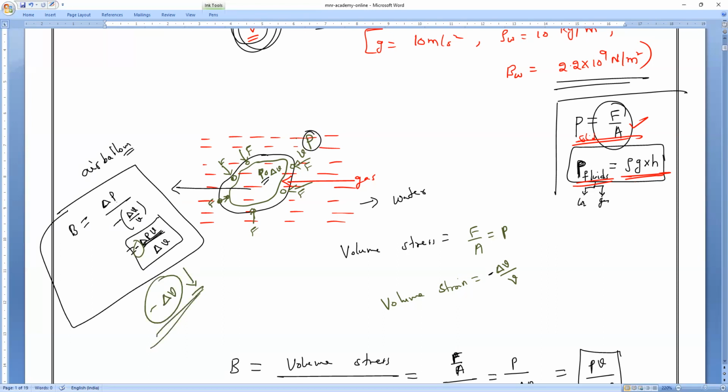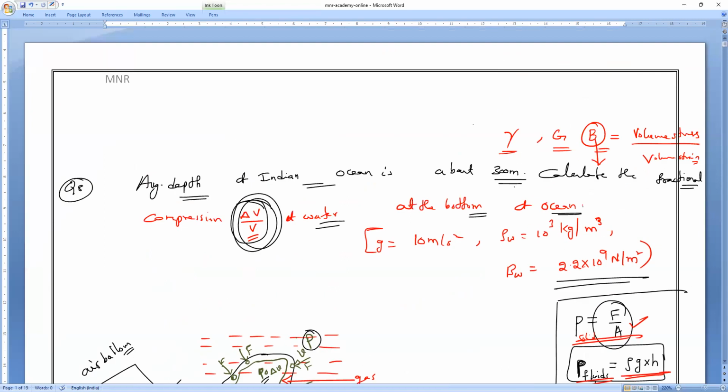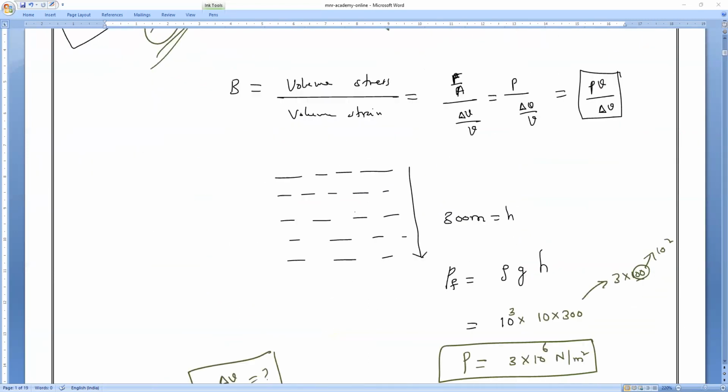So this is about the bulk modulus. Very, very important. Now the bulk modulus and the shear modulus, and Young's modulus as well. Now we'll solve one question related to the shear modulus. That is a very, very important question. After that, we'll go to the next concept. Any doubt in this, you can ask me. Are you clear?